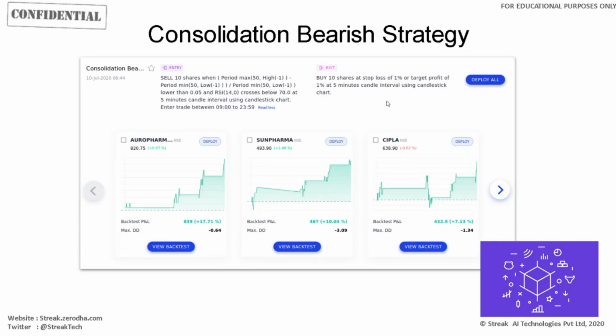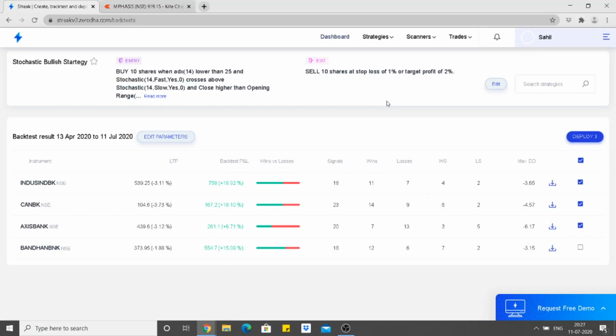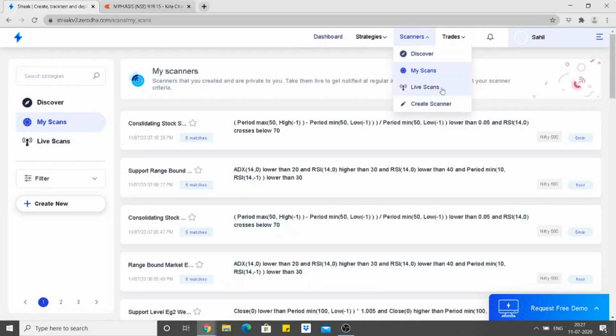Consolidation bearish strategy. So now what we're going to be doing in this is converting a pre-existing scanner into a strategy. The scanner that we created regarding consolidation, we'll be converting that exact scanner into a strategy. So we will go to my scans.